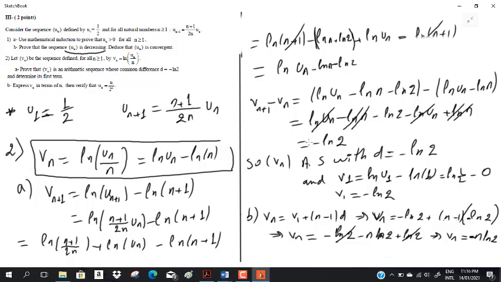And this is part B. I still have verified that un equal n over 2n.